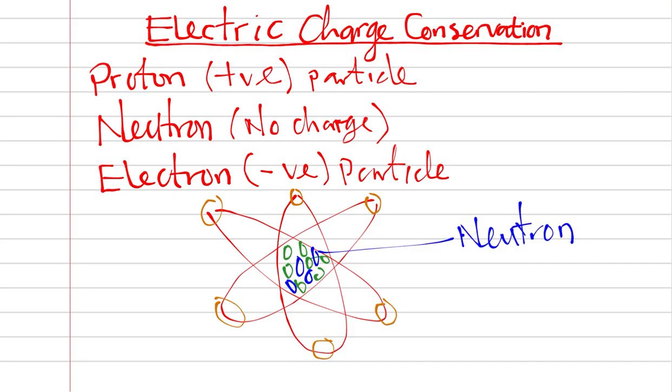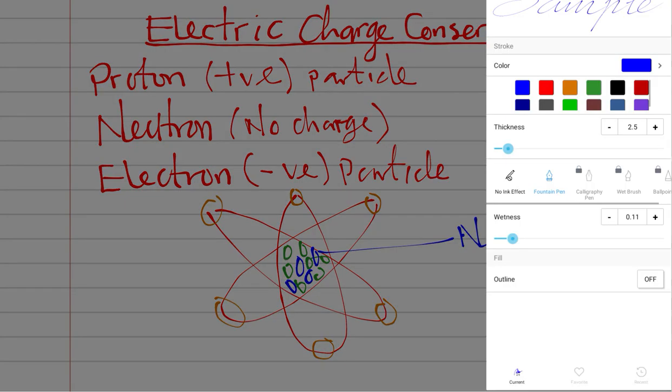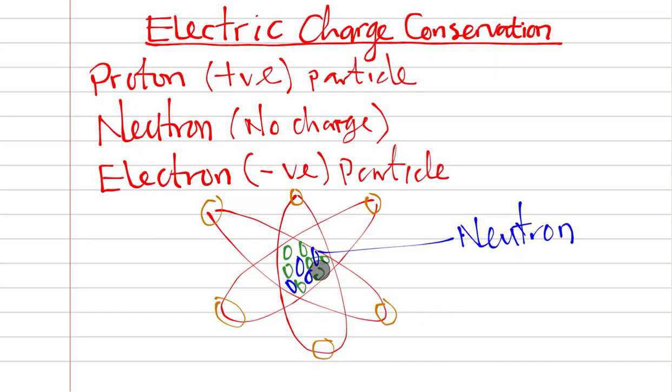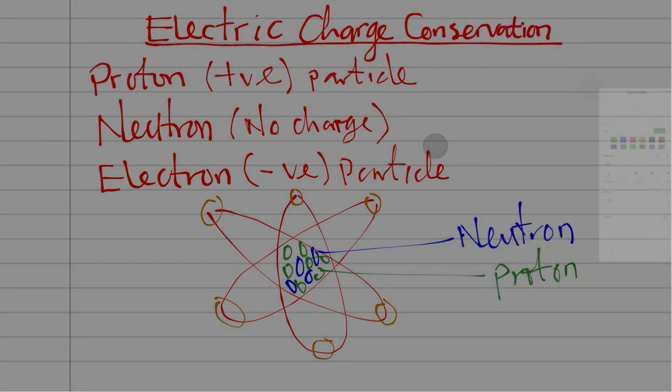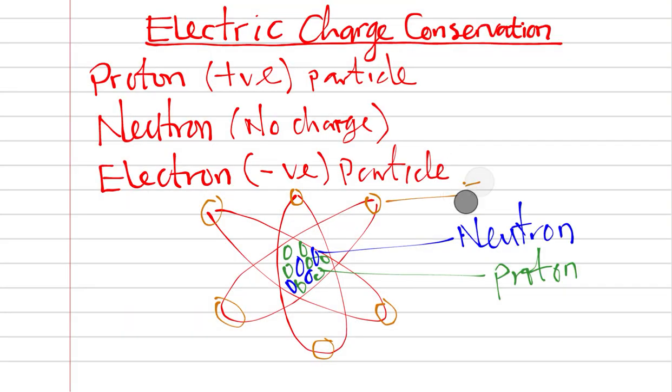Then the proton. The proton is the positively charged particle. So this is the proton. And then this is the electron. So this is an atom. This structure you can see here is what we call an atom. So these are particles in an atom.